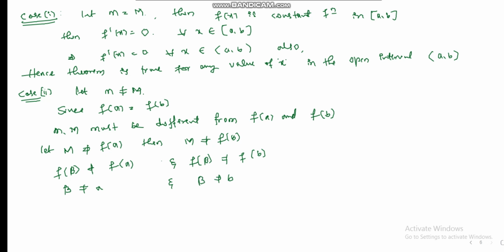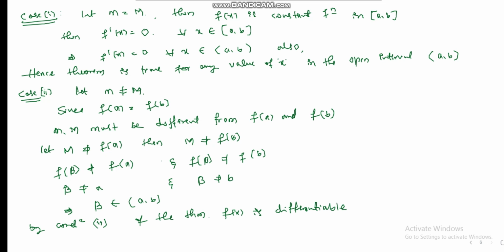So therefore this implies that beta is not equal to a, beta is not equal to b. This implies that beta belongs to the open interval (a, b). The condition here, guys, by condition number 2 of the theorem, f of x is differentiable at beta. We know that already. The second thing is that it is differentiable in the open interval (a, b).